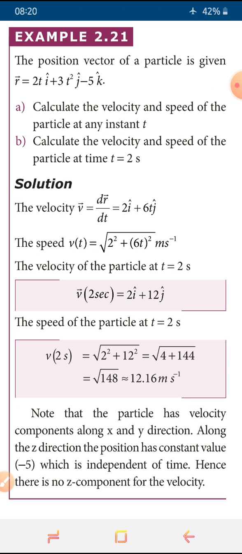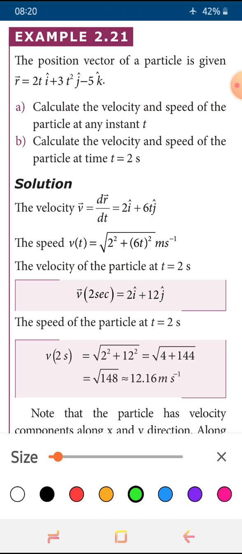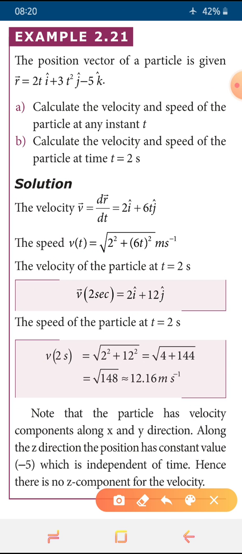The first one is to calculate the velocity and speed. Velocity is a vector and speed is a scalar quantity, with respect to the time t. Then calculate the velocity and speed of the particle at time 2 seconds. Generally, what is asked with time t, we also find at 2 seconds. First we will find the velocity. Here velocity is given by v vector equal to dr vector divided by dt.